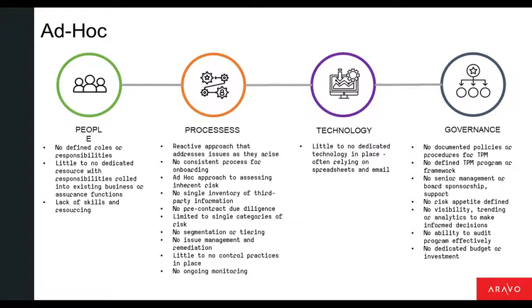Approaches at this stage are also really siloed. You certainly wouldn't find at the ad hoc stage a single inventory of all the third parties. There's no structured way at this stage of assessing the inherent risk of the third party at the entity level, let alone the engagement or the contract level, which we'll touch on a little bit later as we mature in our journey. At this stage, there doesn't tend to be any dedicated technology in place, with organizations typically relying on spreadsheets and email.